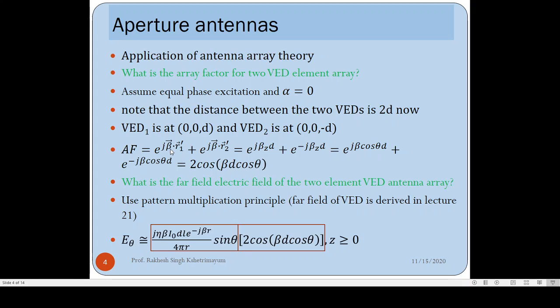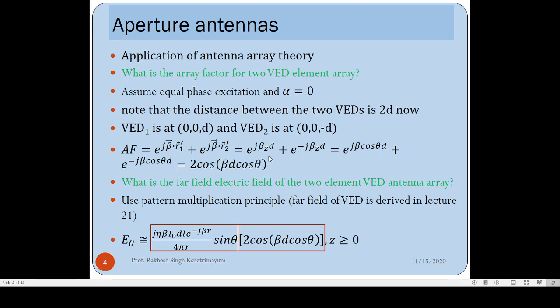And beta will have x, y components: beta x, beta y, beta z. When you do the dot product of the beta vector with the r1 dash vector, only the z component exists for r1 dash. So beta z d will be the outcome, and similarly beta dot r2 dash will become simply beta z d with a minus sign because of this minus here. So now this expression looks very familiar to you. You can express it in the form of a cosine function. You multiply by 2 and divide by 2, and it becomes 2 times cosine of beta z d.